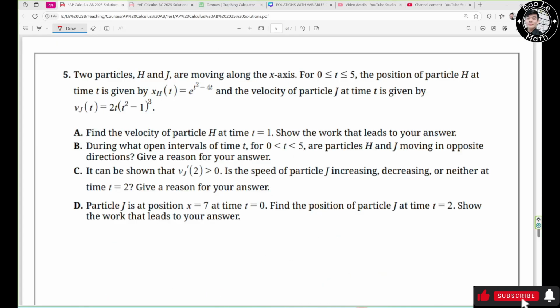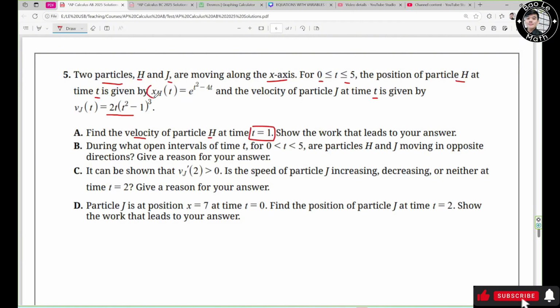Free response question number 5. All right, two particles h and j are moving along the x-axis for t from 0 to 5. The position of particle h at time t is given by h of t equals e to the t squared minus 4t, and the velocity of particle j at time t is given by vj of t equals 2t times t squared minus 1 cubed. Find the velocity of the particle h at time t equals 1.